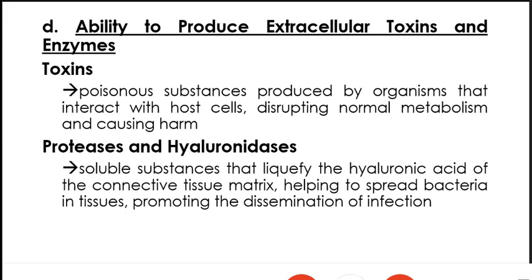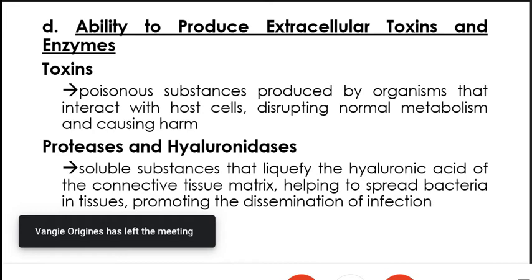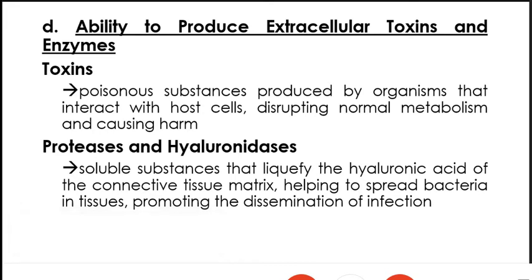So we're talking of extracellular toxins. When we talk of toxins, these would always be able to produce harm because they are poisonous substances that are produced by the organisms. And your proteases and hyaluronidases, the hyaluronidases specifically for Staphylococcus or Streptococcus, I'll just check later. These are soluble substances that liquefy the hyaluronic acid of the connective tissue matrix. Now, this will help invasiveness and it also promotes dissemination of the infection.